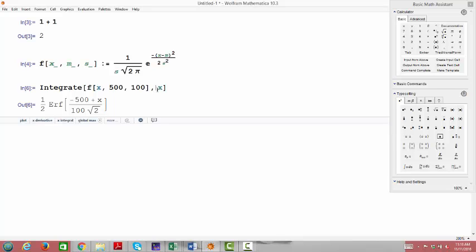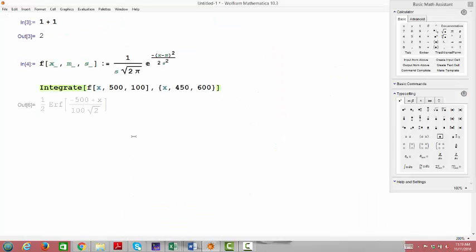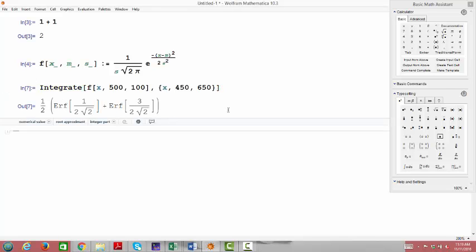I could even ask Mathematica to integrate that function. Ultimately, we want to integrate that function as x goes from 450 to 650, excuse me. And type it in, but Mathematica gives me this function, which is not very helpful to me. So the secret to this is, not only do I not know how to integrate that function, Mathematica doesn't really know how to integrate that function.